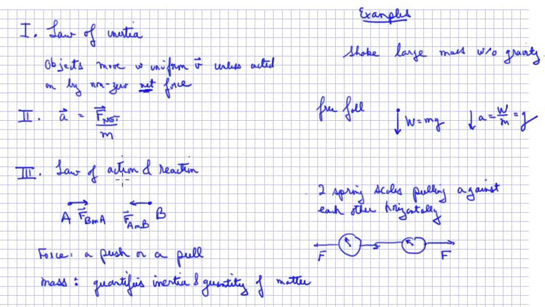An example of the Newton number 3 is a situation where if you take two spring scales and you hook them together and you pull on one to the left and I pull on the other one to the right, both of these scales will read the same amount of force in newtons.